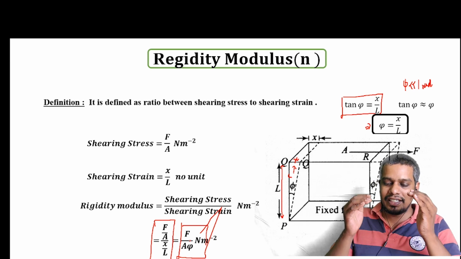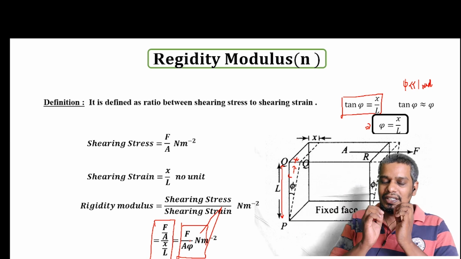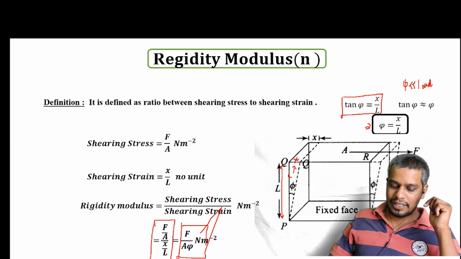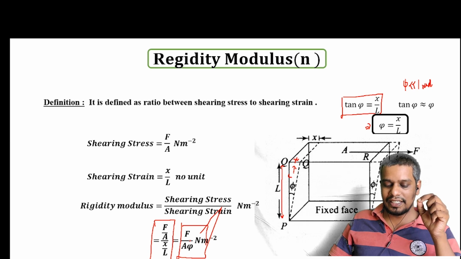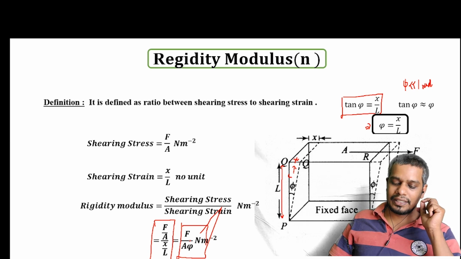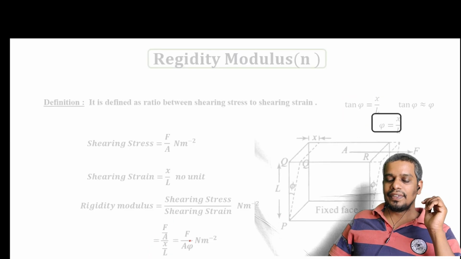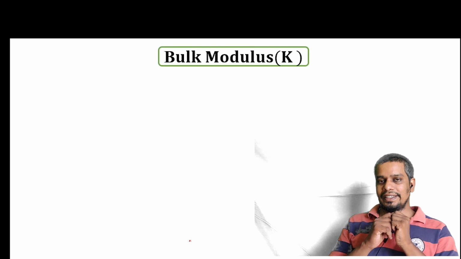So this is the complete theory of rigidity modulus. Okay, now we want to define one more modulus. Here actually the final answer, the rigidity modulus, small n, the symbol is n, I have given. Now we want to define what is the bulk modulus, the capital K.